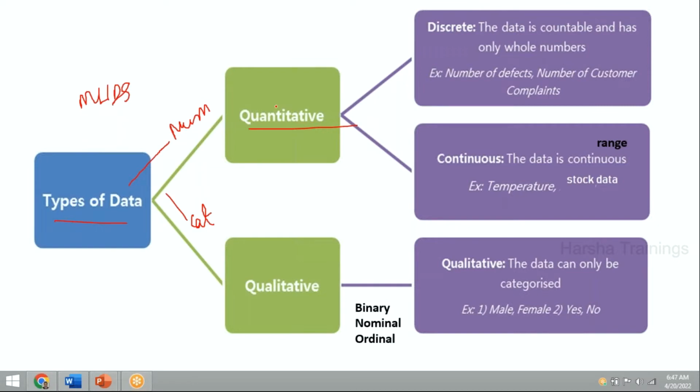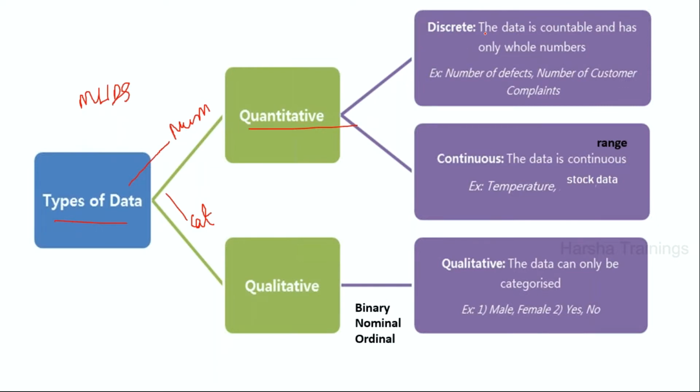Once again, this quantitative data is divided into discrete and continuous. Let me discuss the meaning of discrete, where the data is stored in the form of whole numbers. Whole numbers means any positive number, 0 to n. N can be any number. Discrete data means the data is countable and consists of whole numbers.